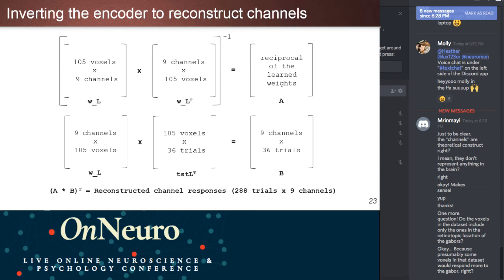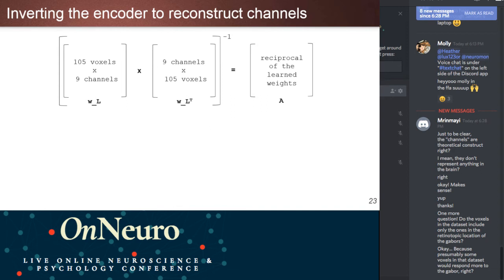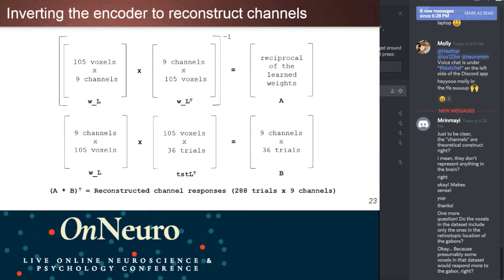I forgot to mention the leave one run out cross validation. That's the reason why we had 255 trials instead of the full 288 2 slides ago. So when training the model, we actually don't use all of it. We train it on the one run left out.